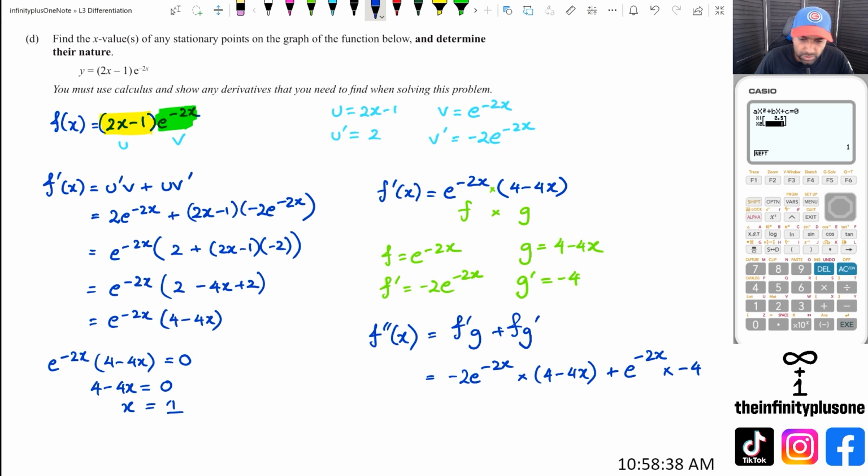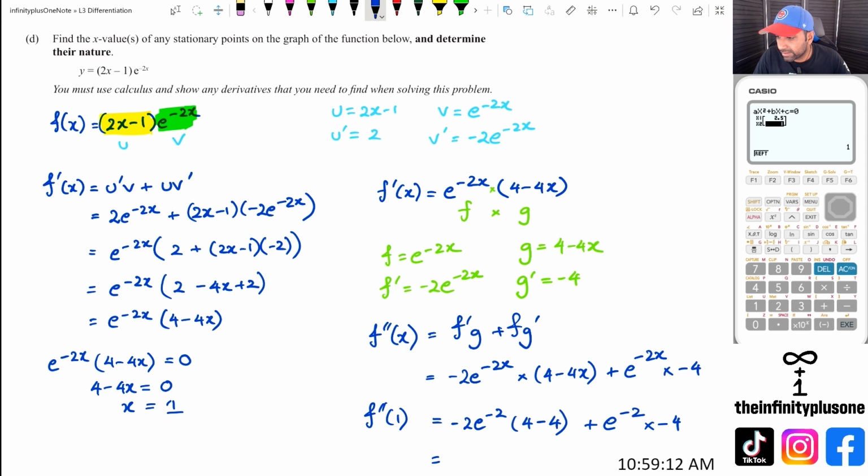So now I've got to substitute 1 in there to try and figure out what this value is, because f double dash of 1 is going to tell me whether this point is a max or a min. So I've got negative 2 e to the power of negative 2 times 1, which is just negative 2, multiplied by 4 minus 4. So that's going to become 0. Then all I'm left with is e to the power of negative 2 times negative 4.